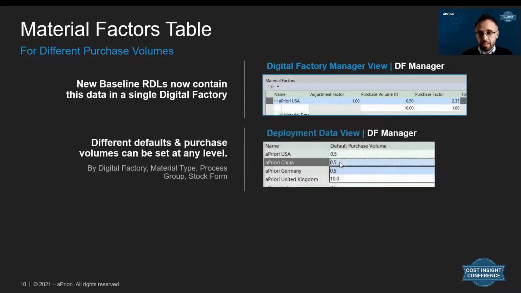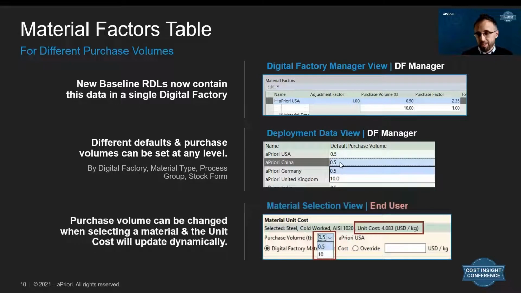You can validate and change the starting point purchase volume of the RDLs at any time in your deployment by simply going and updating your deployment data. And this means that end users will now see the default purchase volume when selecting materials and can change it on a part-by-part basis if needed.